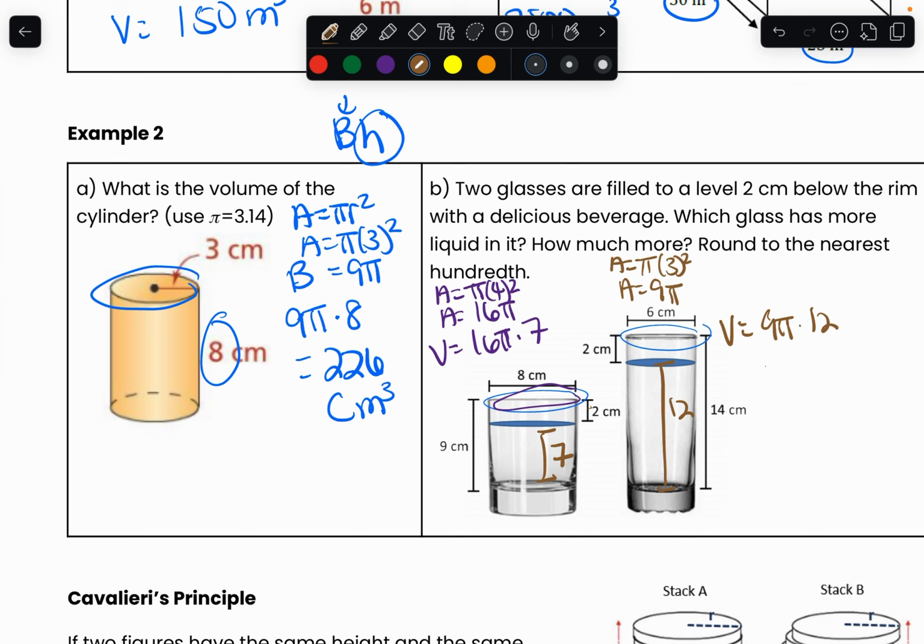We do 16 times 7. This will give us 112 pi. On the other one right here, we have 9 times 12, and this is going to give us 108 pi. Now, which one is bigger? Well, it's going to be 112 pi, which means my answer to which glass has more liquid in it will be this first one right here.